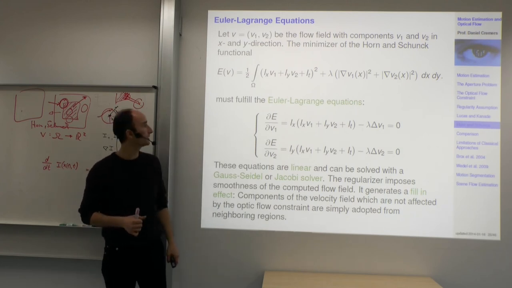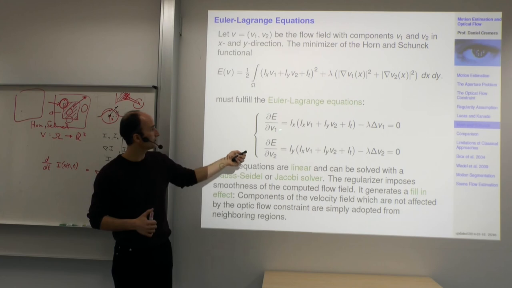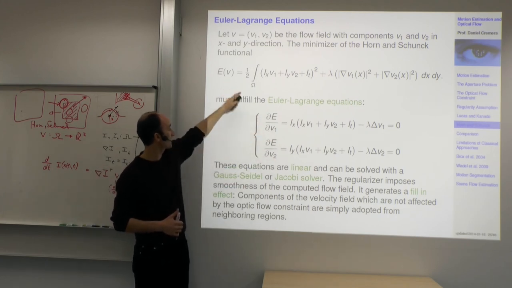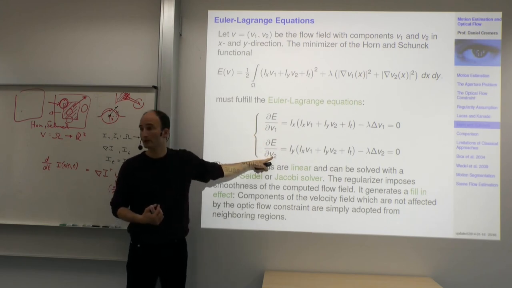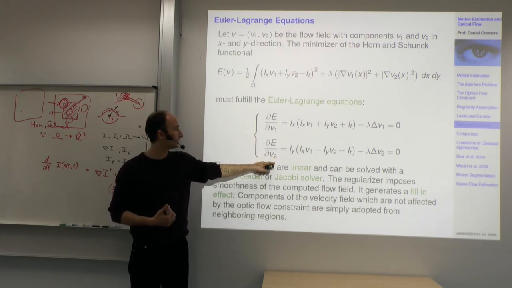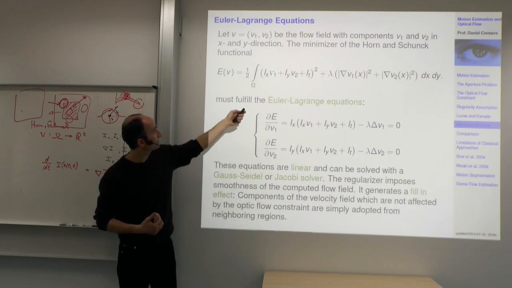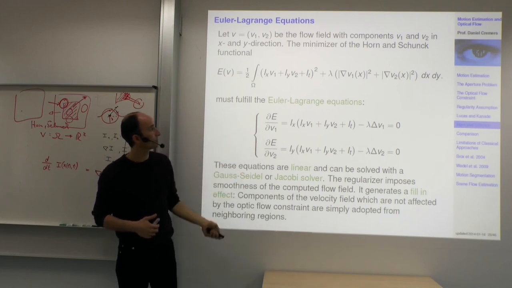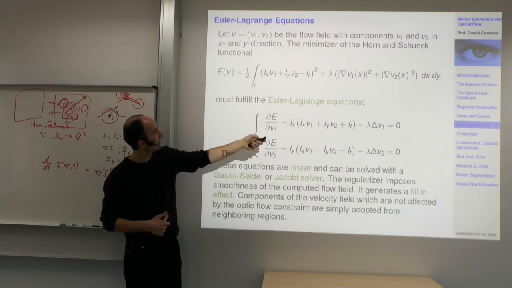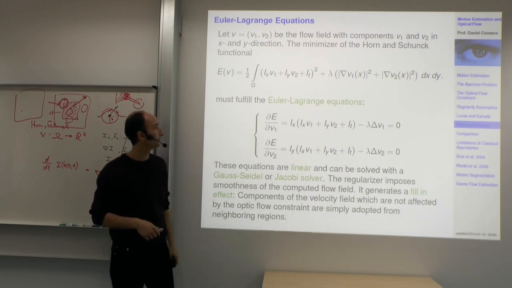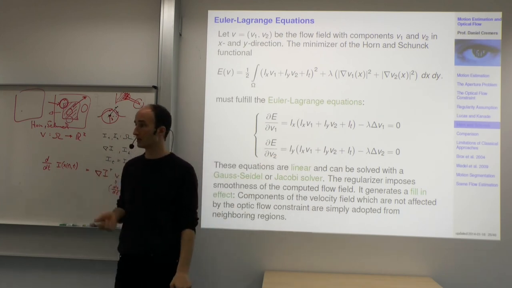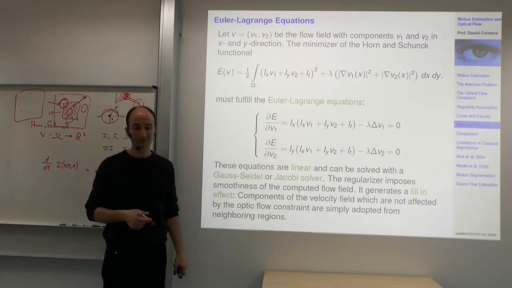The Euler-Lagrange equations, you can check for yourself, are these. I wrote partial derivatives now because the v actually consists of two variables, the first component and the second. And if you do that, here you see the first component of the velocity is here and here. And so you get this expression. And the second component, v2, is here and here. And this you can just compute with the standard Euler-Lagrange calculus.